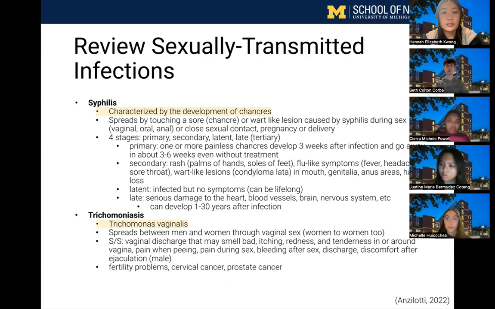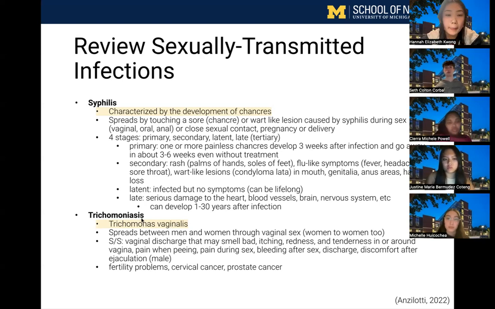Secondary is the rashes on the palms of hands and soles of feet, accompanied by flu-like symptoms like fever and headache and sore throat, and wart-like lesions in the mouth, genital area, and also hair loss. In the latent stage, the person's still infected, but there's no symptoms, and this can be lifelong. And then in the late stage, if it develops into this, it can cause serious damage to the heart, blood vessels, brain, and nervous system, and it can develop 1 to 30 years after being infected.